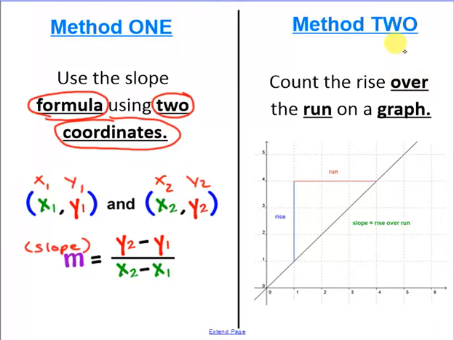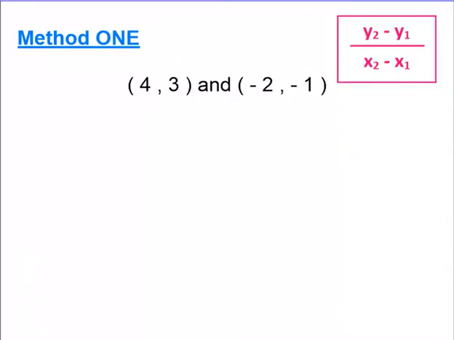Okay? Now, method 2 is to count the rise over the run on a graph. And we're going to get more specific about that when we get to that part of the lesson. But essentially, you're going to find any 2 points on the graph where they intersect perfectly on actual points. So for example, right here and right here. And you're going to count the rise, and then you're going to count the run, and you're going to divide them, okay? And like I said, we'll talk more about that when we get to that point.